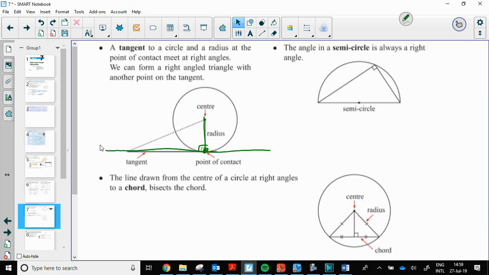We should also know that if we have a semicircle, any angle inscribed in a semicircle is always going to be a right angle. It does not matter where that angle is. That's a right angle. That's a right angle. They're all right angles.